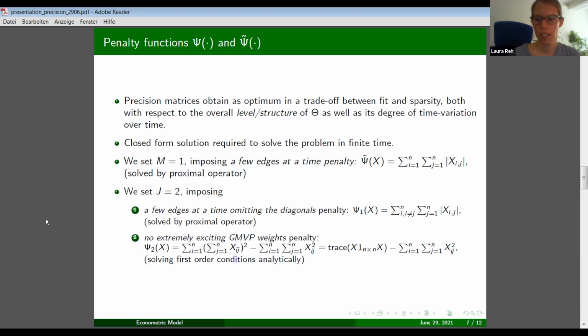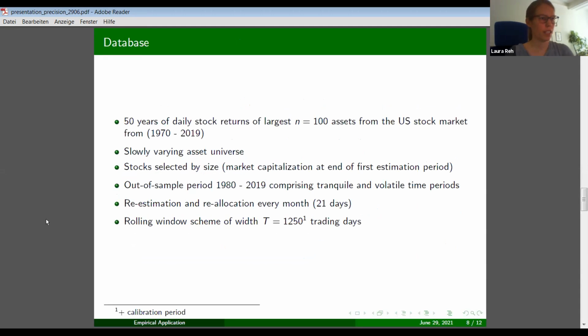All right, so I think I have time for the empirical application. What have we done? We look at 50 years of daily asset returns from the US stock market. At the moment, we work with this cross-dimensional size of 100. And we pick for each estimation window the largest of these stocks.